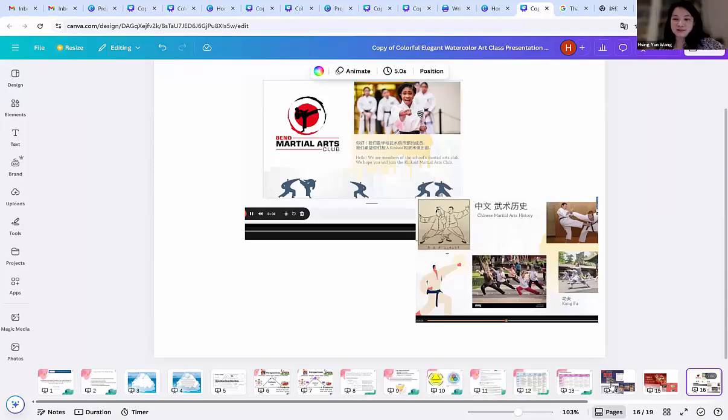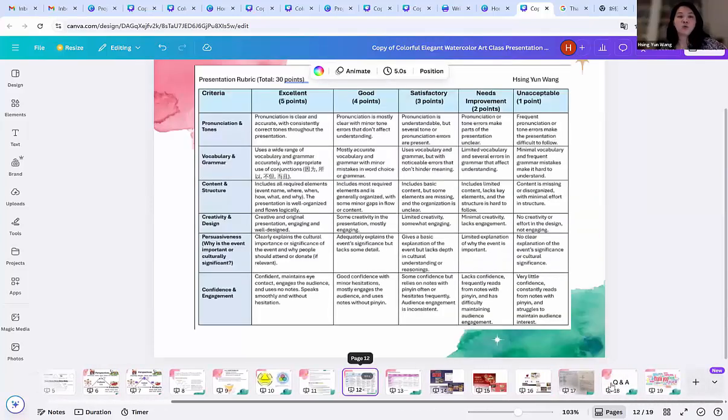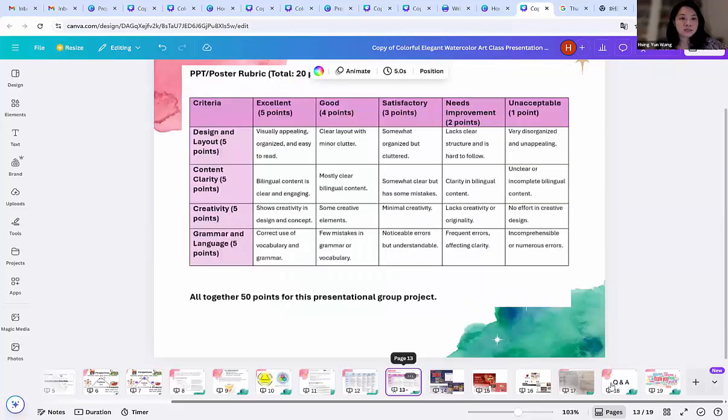So that's the good part: you can just give them guidance about what I'm looking for, like creativity and things like that, so they know what they can perform and make it even better.